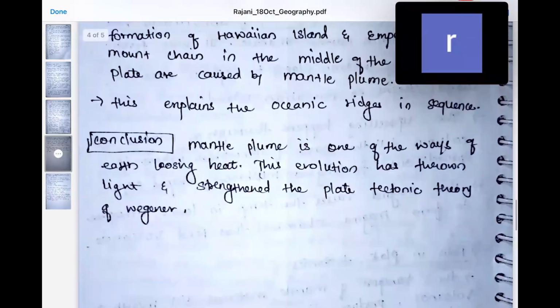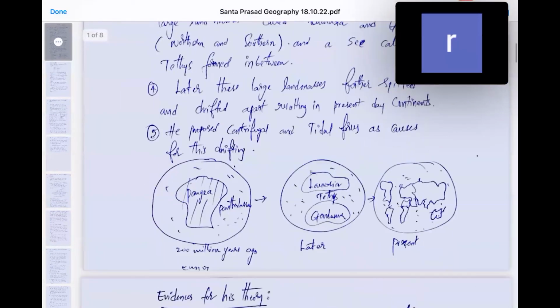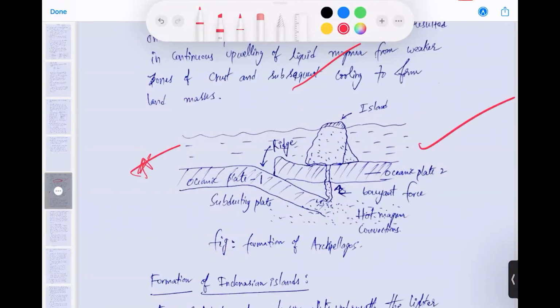You also have not written? Shanta Prasad, no, you have, sir. Written? Good way of presenting this. So you can see plate 2, plate 1, you have shown well.